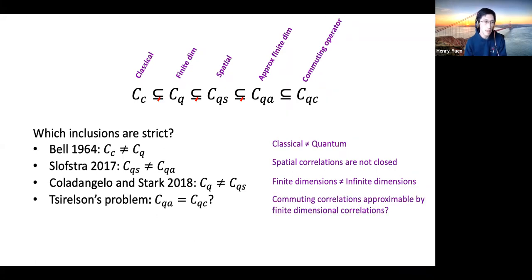And that leaves the final inclusion, which is whether CQA is equal or not to CQC. And this is Tsirelson's problem. The way to interpret this is that it asks whether all commuting operator correlations can be approximated by finite dimensional correlations.